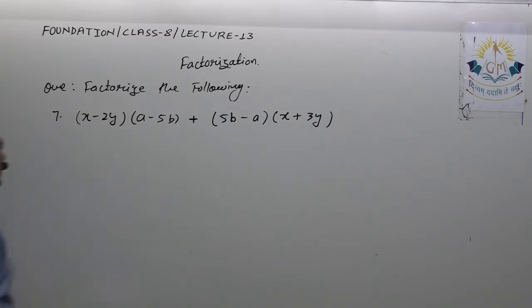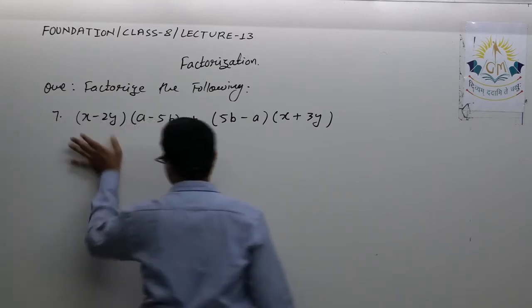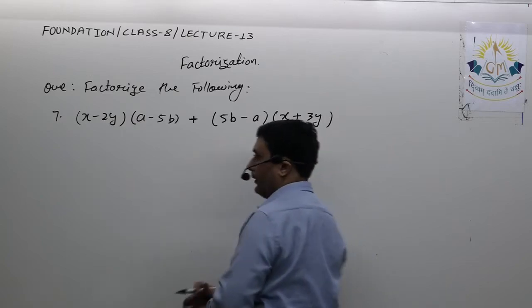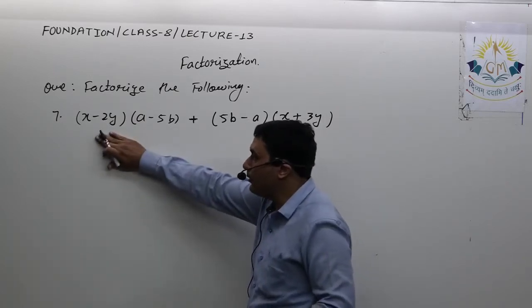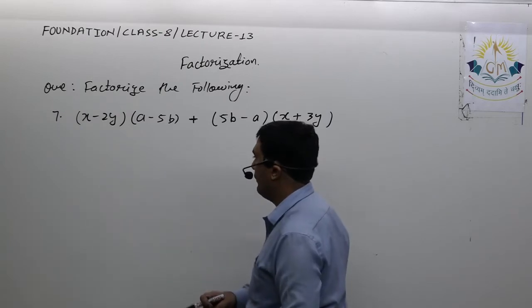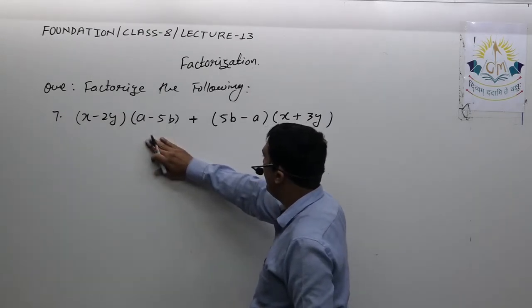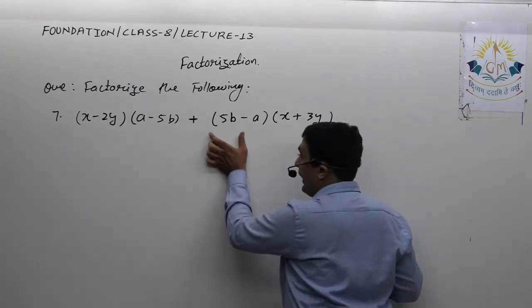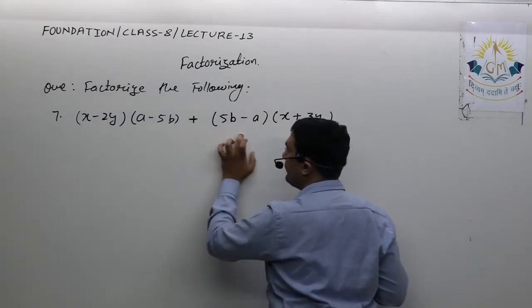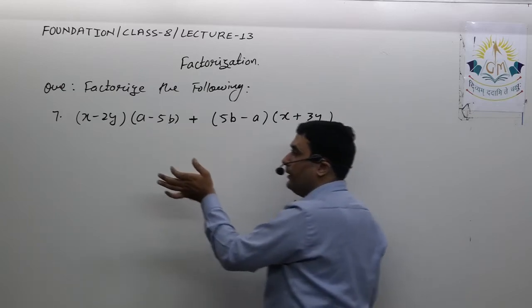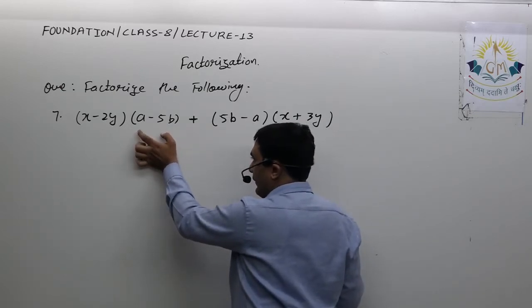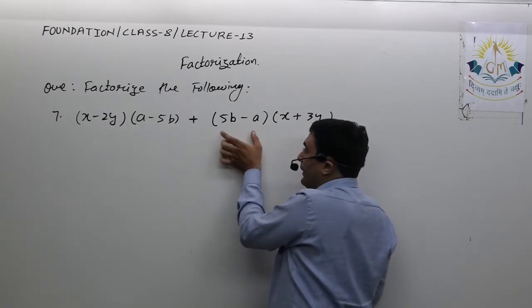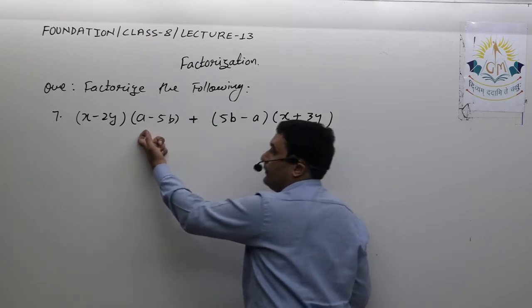Okay, see how to solve this. If you observe carefully, here we have x minus 2y, but here we do not have x minus 2y. That means this is not the term that can be taken common. Now here we have a minus 5b. Here again we do not have a minus 5b, but yes, we have 5b minus a. So if you observe these two terms, here it is a minus 5b, here it is 5b minus a. That means I can convert this into the form of this.